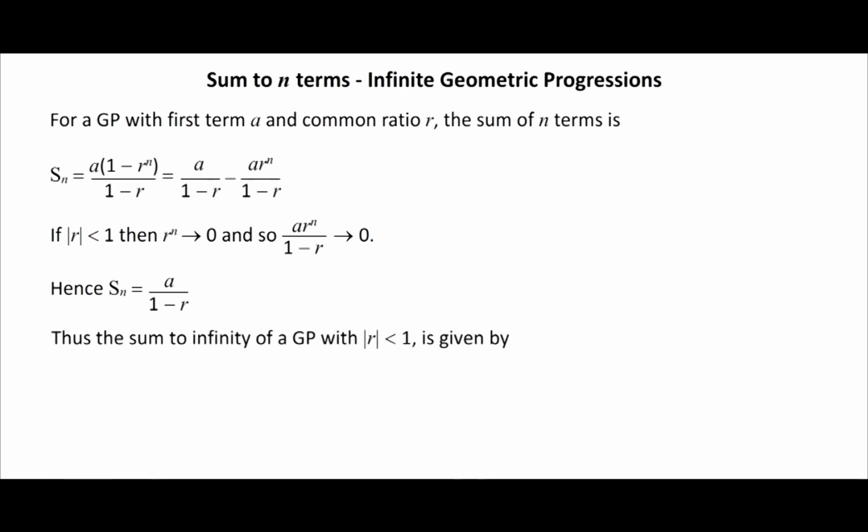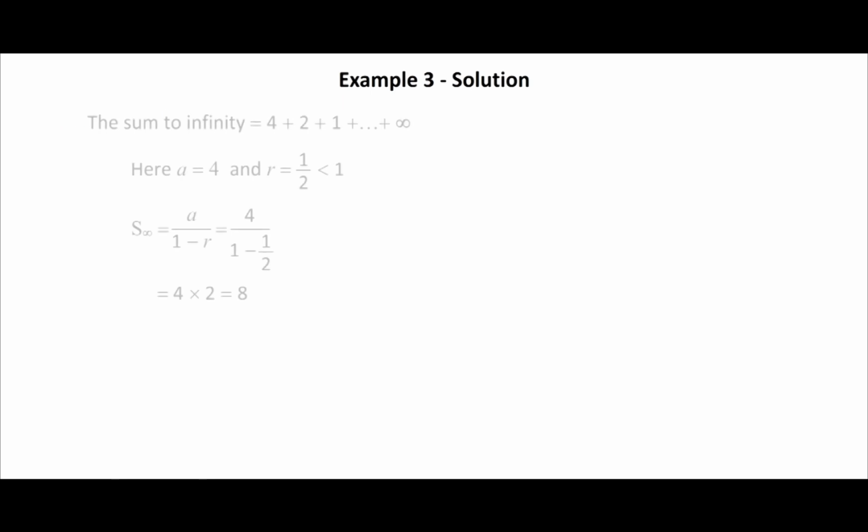Thus, the sum to infinity of a GP with the modulus of r less than 1 is given by S infinity is equal to a divided by (1 minus r), where S infinity denotes the sum to infinity. Let us now view an example on finding the sum to infinity of the geometric series. Find the sum to infinity of 4, 2, 1, and so on. To view the answer, click on the solution button.